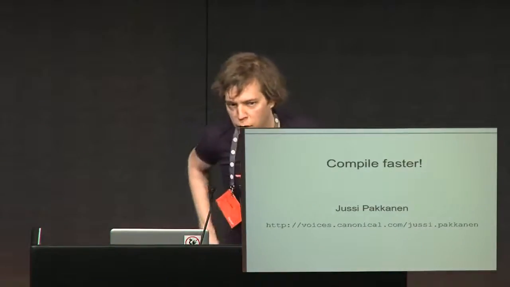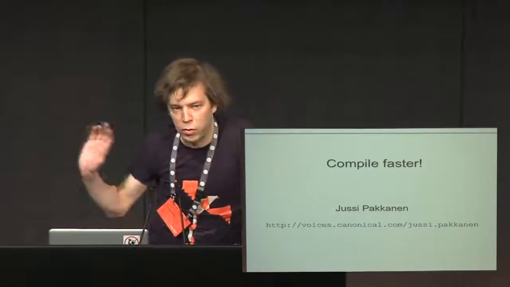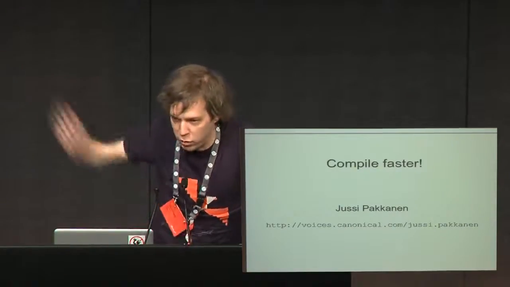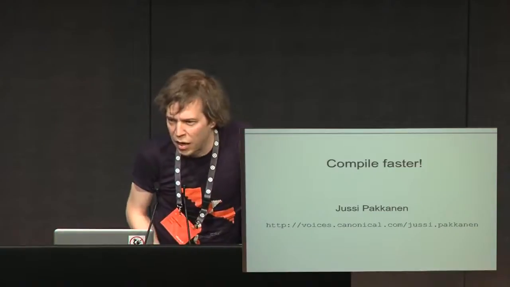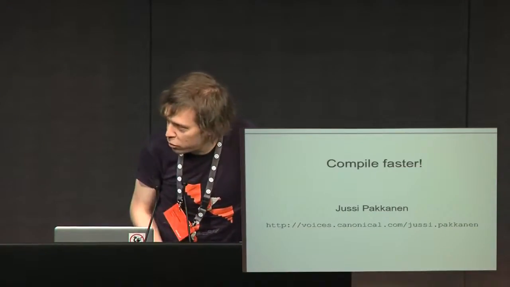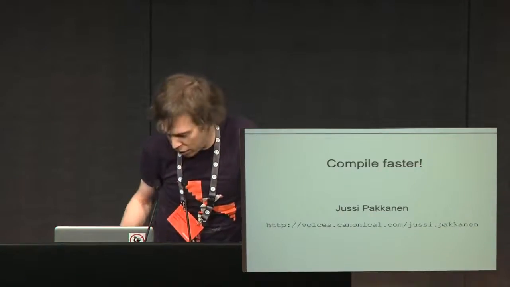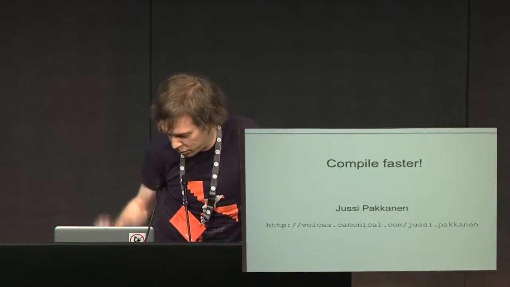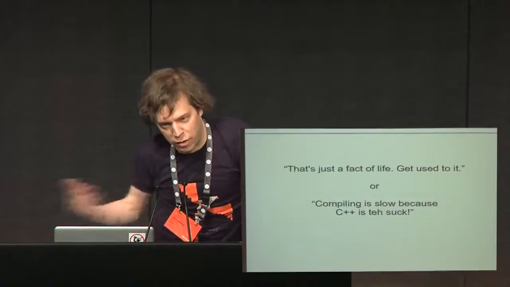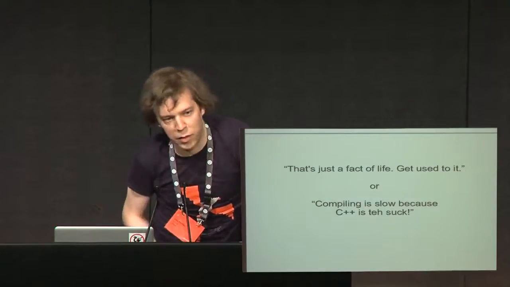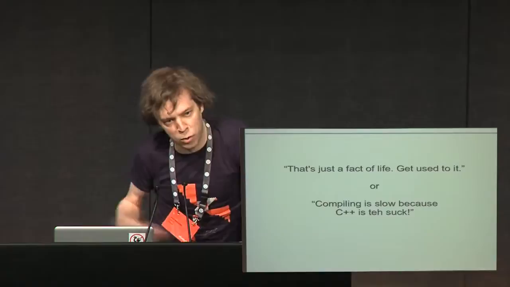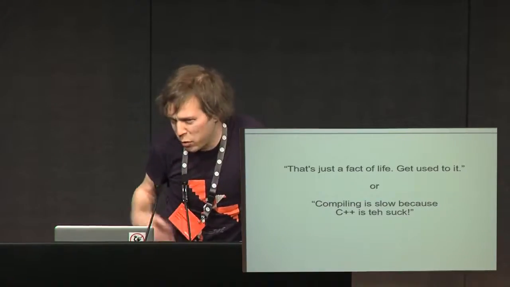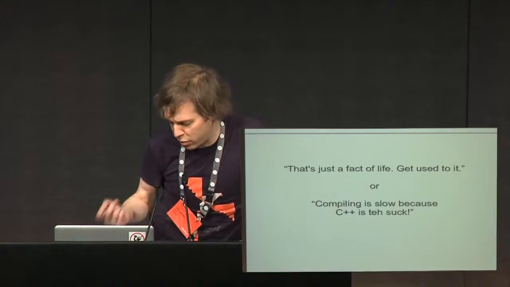Right. My name is Jussi Pakkanen, and this is mostly a condensed version of a couple of blog postings that I have on my development blog, the address of which is over there. And the goal of this talk is talking about compile speed. And usually when you start talking to people about compile speed, you get one of these two responses. Either like, okay, so this is the way it is, or that C++ is terrible and therefore you hit slow speeds and you should rewrite your code in GObject or something like that. But the question is, is this actually true and can we do something about it?